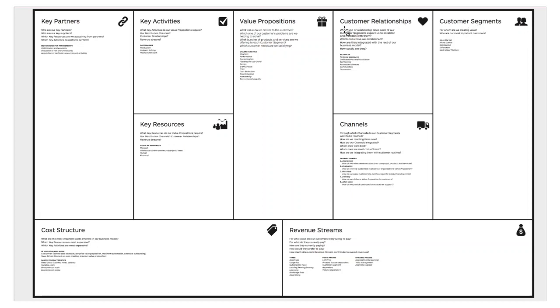Now, if we think about this one, here's customer segment, but they're also saying, what is the customer relationship? Let's say you present your information to them and they go, hey, listen, I like that. What is the next thing? How are you going to get them to the next steps? Now, it says here, what type of relationship does each of our customer segments expect us to establish and maintain with them? Which ones have been established? That's the next question. And then how are they integrated with the rest of our business model? And one of the important things it asks is, how costly are these relationships to maintain?